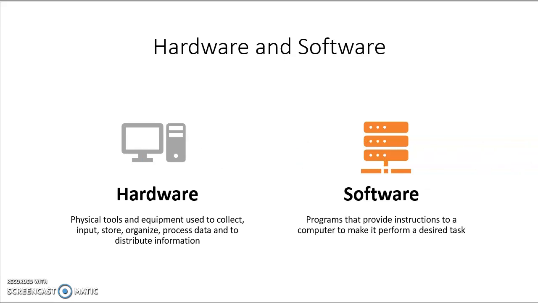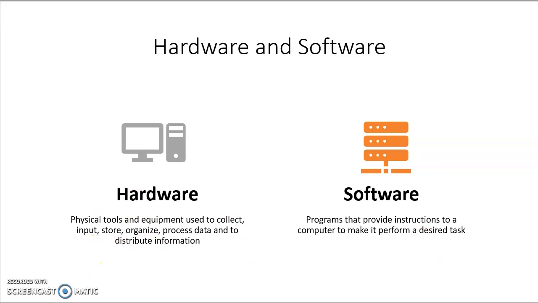So let's look at the difference between hardware and software. Hardware is those physical tools and equipment that we use in order to collect, input, store, organize, and process data. So it's literally the things we can touch, the tangible things like our computers and all that technology equipment. And then software is the programs that provide instructions to our computers and our technology in order to do the work that we want to do.